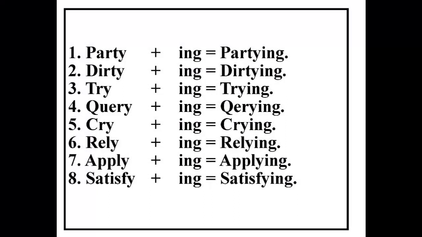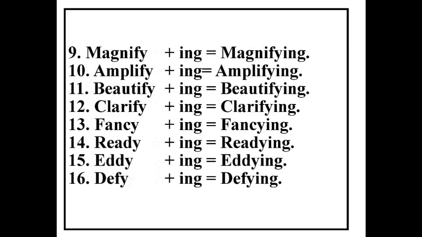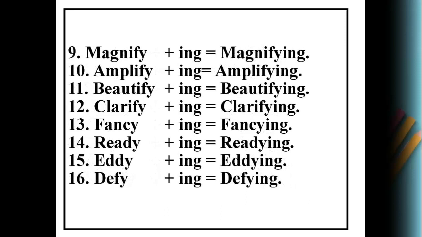Having that in mind, let's look at the suffix ing. It begins with an I. Therefore, this principle is stating that the last y in the root word should not be changed. Every letter should be written down. So we have the word partying. Other examples are dirtying, trying, querying, crying, relying, applying, satisfying, magnifying, amplifying, beautifying, clarifying, fancying, readying, eddying, and defying.